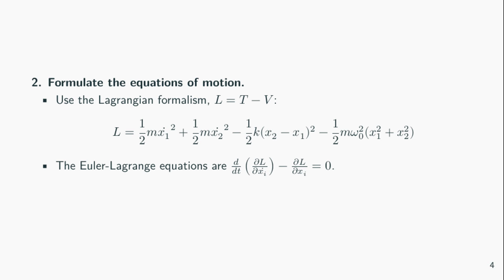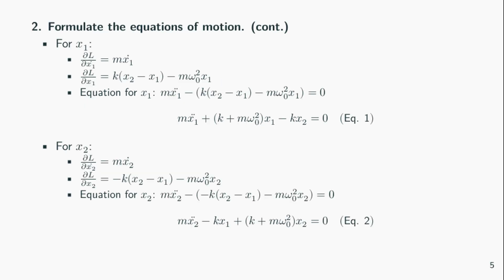For each coordinate xi, where i is 1 or 2, the equation is the time derivative of the partial derivative of L with respect to xi dot, minus the partial derivative of L with respect to xi, and all of that equals 0. Let's apply the Euler-Lagrange equation for each coordinate x1 and x2. First, for x1, we need the partial derivative of L with respect to x1 dot. Looking at the Lagrangian, the only term with x1 dot is the first one, so the partial derivative is simply m x1 dot. Next, we need the partial derivative of L with respect to x1.